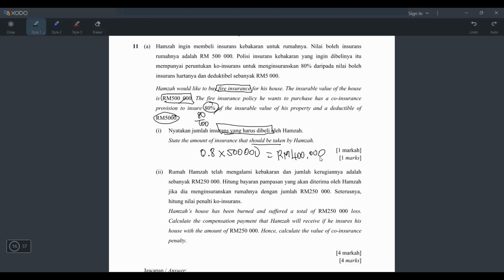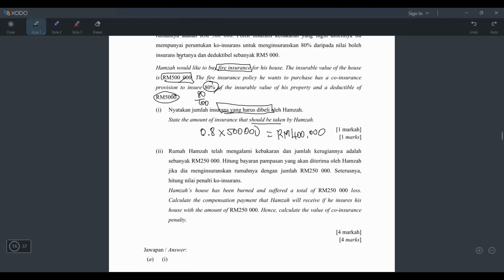Okay, yeah, correct, 400,000. So you get 1 mark for this. Now, for B, this is right. Hamza's house has been burned and suffered a total of 250,000 loss. So this is the loss, the kerugian, the rugi. Calculate the compensation that Hamza will receive if he insures his house with an amount of 250,000.